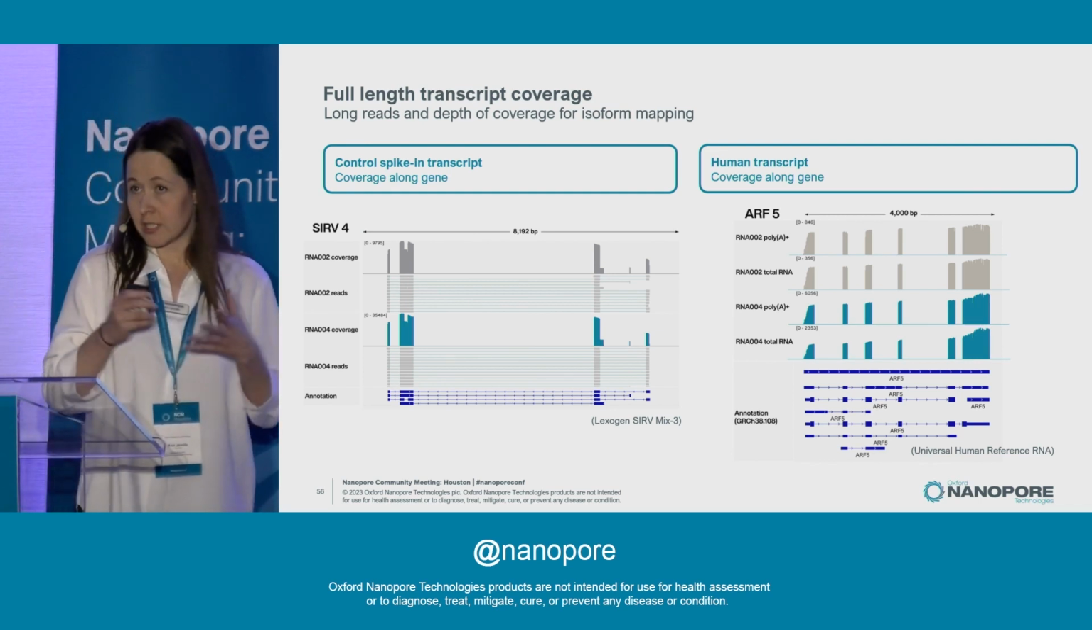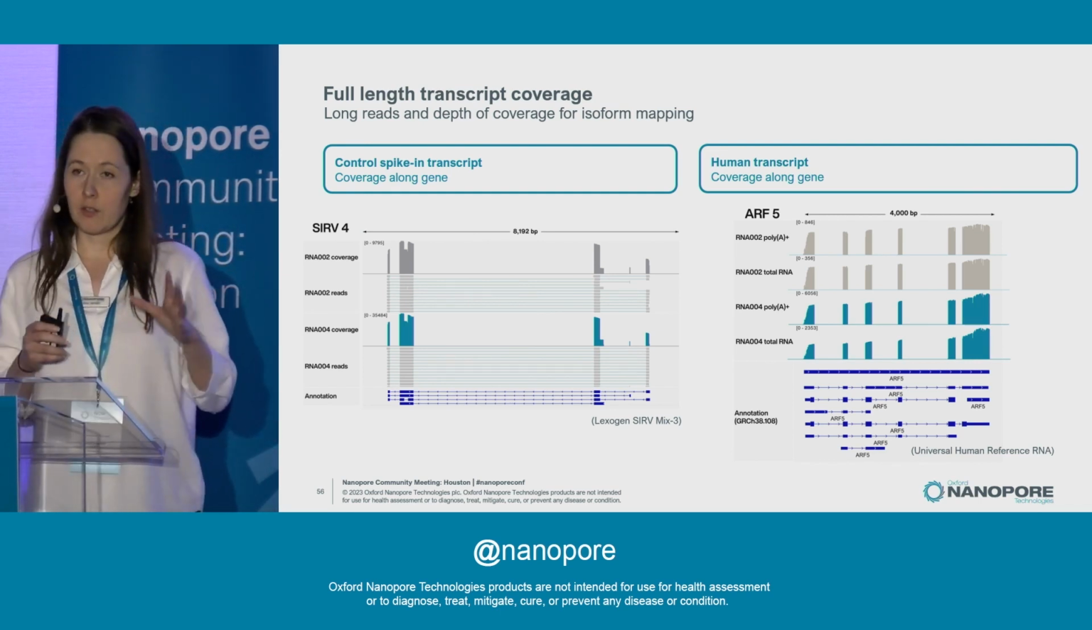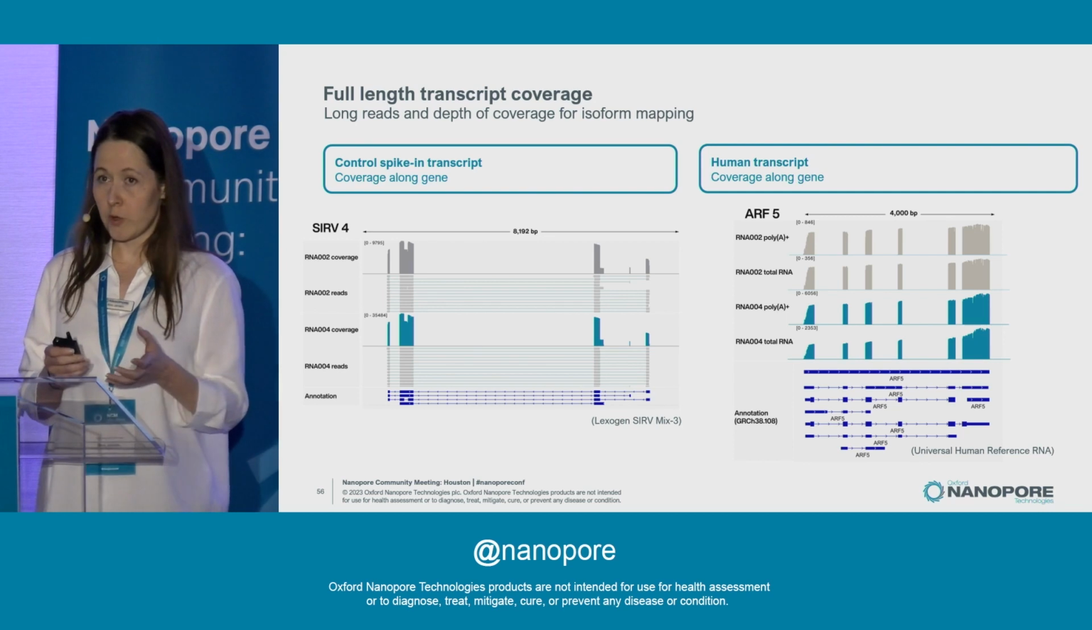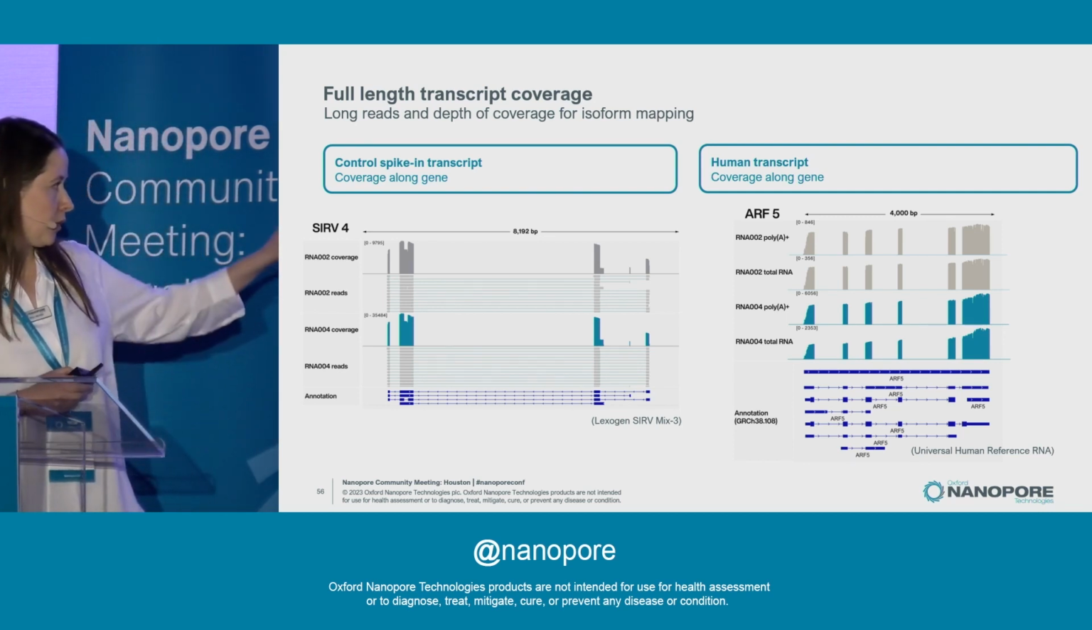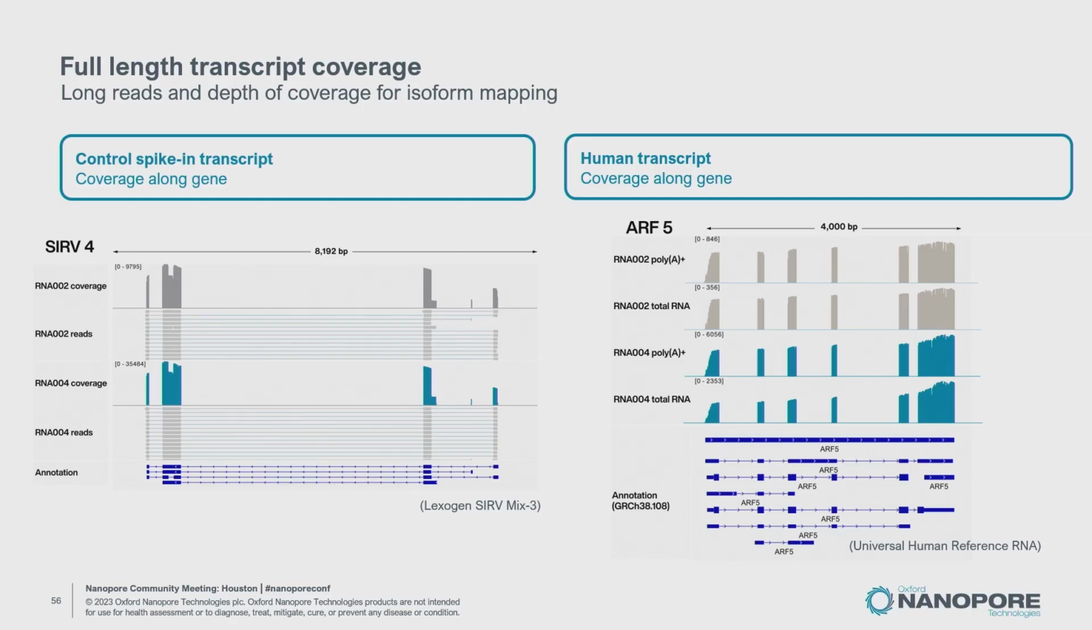With RNA0004 and direct RNA in general, you also get the full transcript isoforms present from 5' to 3'. Here I'm showing a control transcript with known exons and introns, starts and ends, and you can see from the coverage and the reads that these exons and introns are really clearly delineated and separated. And we can of course see this also for, for example, human transcripts.